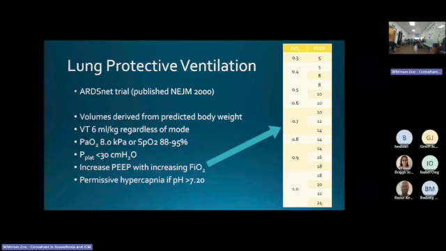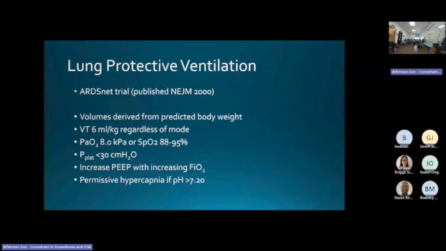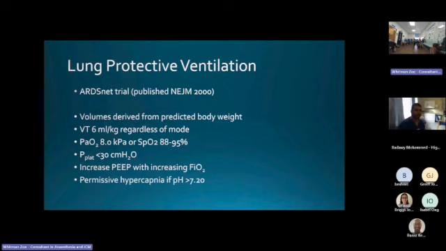Does that make sense? So those are the rules. If people talk about exams and lung protective ventilation and physiology and stuff, that's where it all comes from. It's from the ARDSNet trials earlier in the century.